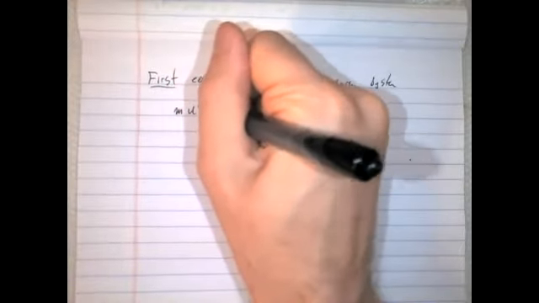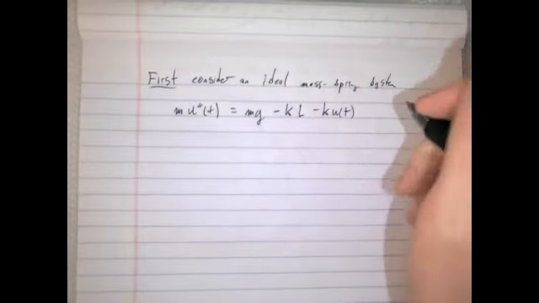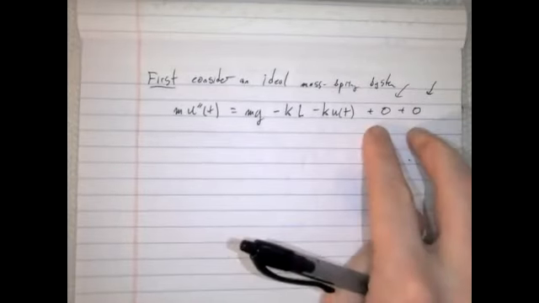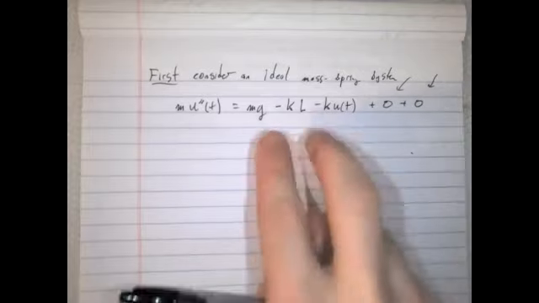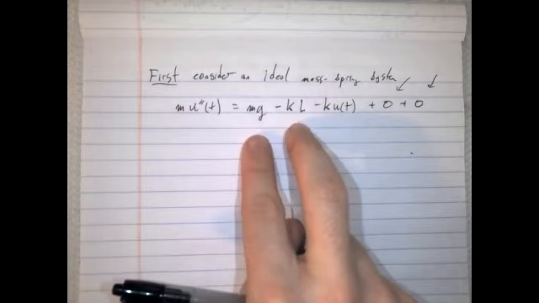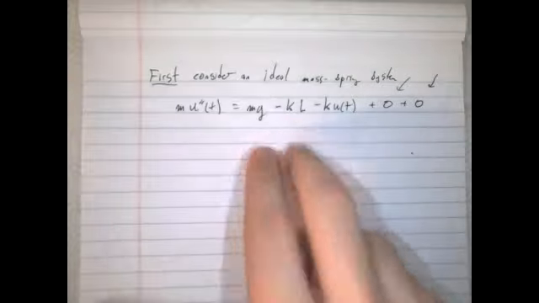which is going to be equal to m times u double prime of t is going to be equal to mg minus kl minus k u of t, plus 0 plus 0. So I'm setting the two other forces to 0. What's mg plus kl? That was 0. This is 0. This we know to be 0 by our calculations of the equilibrium solution, where there's no oscillation whatsoever.